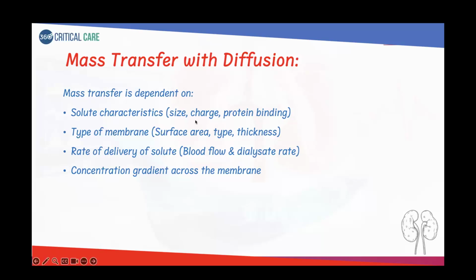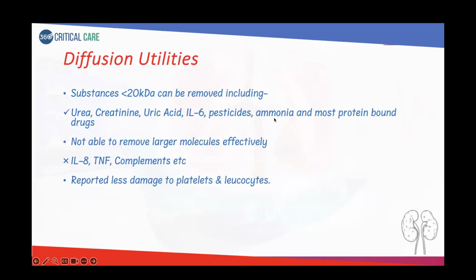You cannot change the size of the particle. You cannot change the protein binding. Usually the filter type is the same, or you can use a high flux filter or a low flux filter. That's another option. But once the machine is up and running, the only thing that you can change is the blood flow rate and the dialysate rate. If you increase both of them or either of them in the counter current mechanism, then you can increase the clearance of a particular substance. Again, that can be a viva question for you.